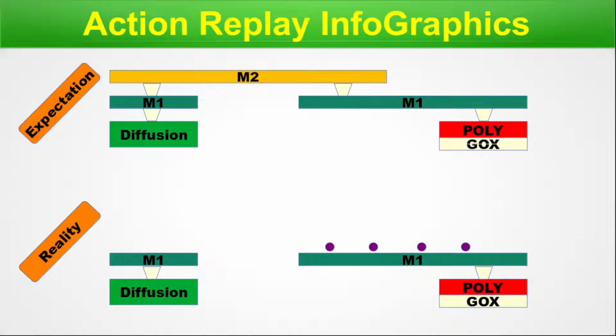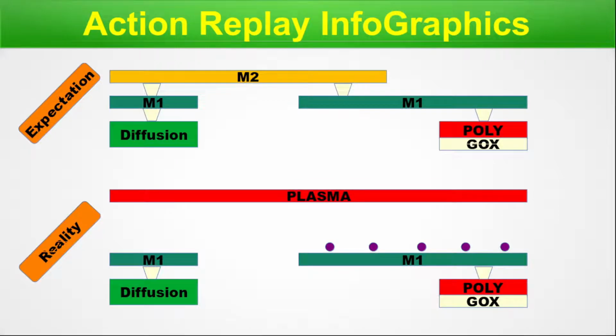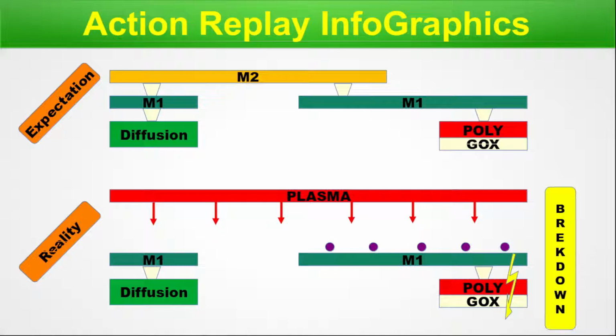Then here the plasma induced charge accumulation happens on metal 1, which may cause the breakdown of the gate oxide. Here is the plasma environment, and here goes the breakdown once all charges which have accumulated exceed a certain limit. So this is the real. So this way you can understand the various different connections inside the chip fabrication process.